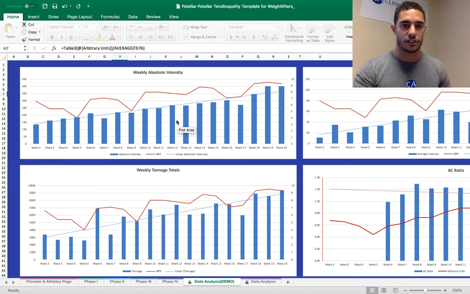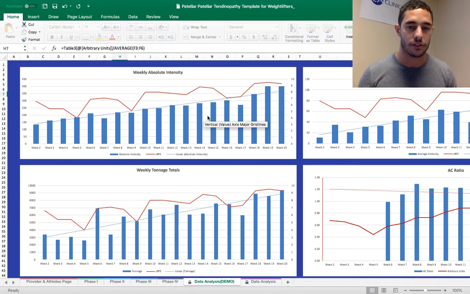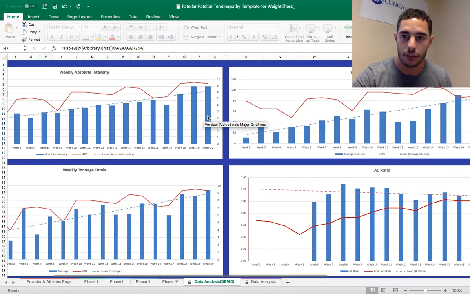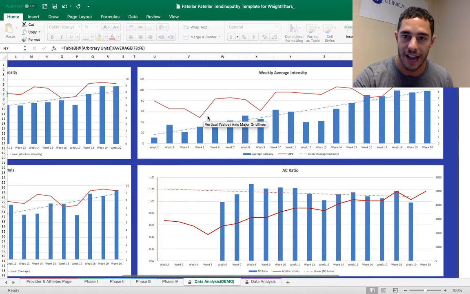Ideally, what we would see is just kind of a trend. The SRPEs go up as the average intensities go up, but there's no acute spike. And you would see the same thing with weekly average intensities.